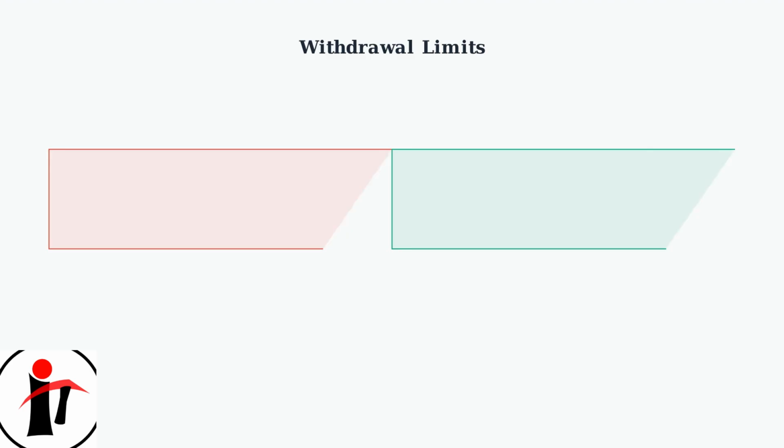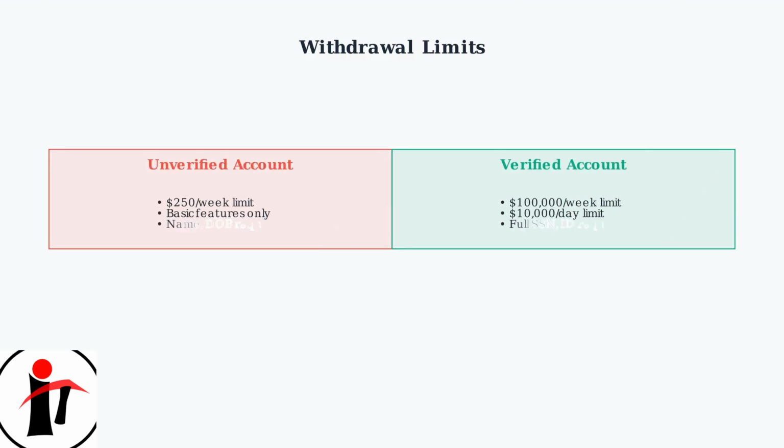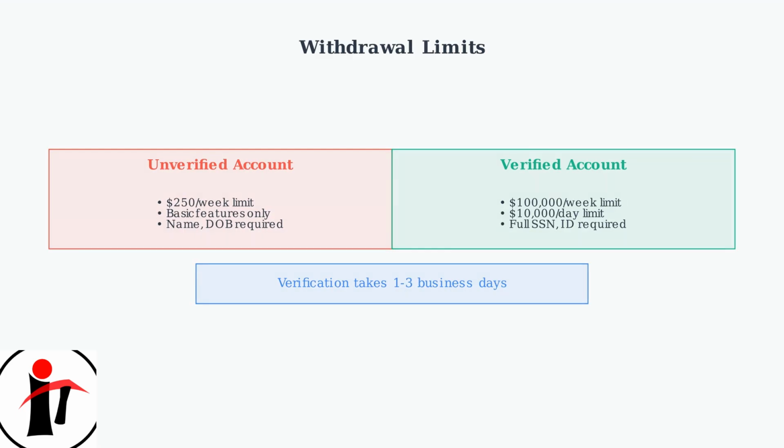Cash App has different withdrawal limits based on your account verification status. Unverified accounts are limited to $250 per week, while fully verified accounts can withdraw up to $100,000 per week. The verification process typically takes 1 to 3 business days and requires providing your full Social Security number, address verification, and a photo ID for enhanced limits.